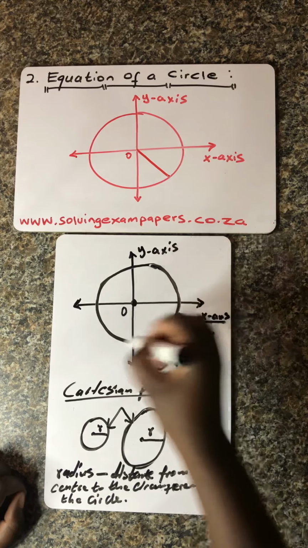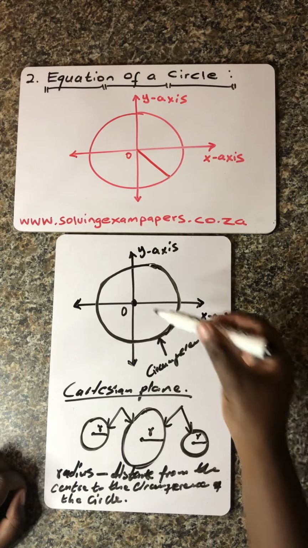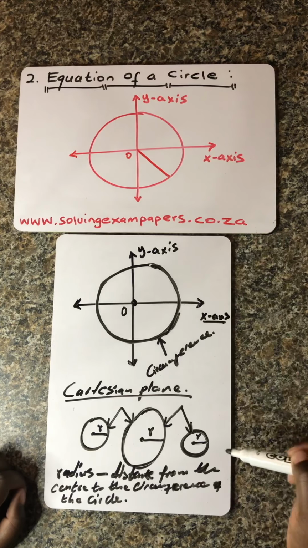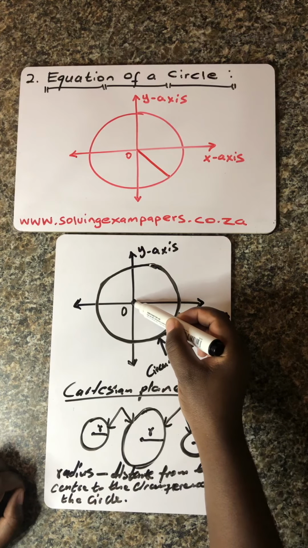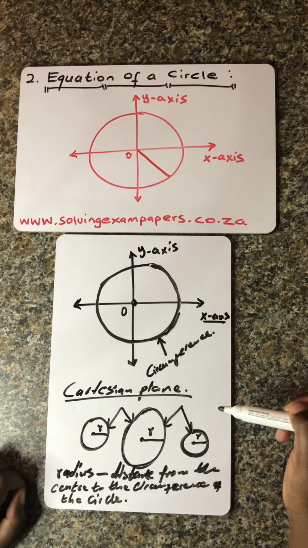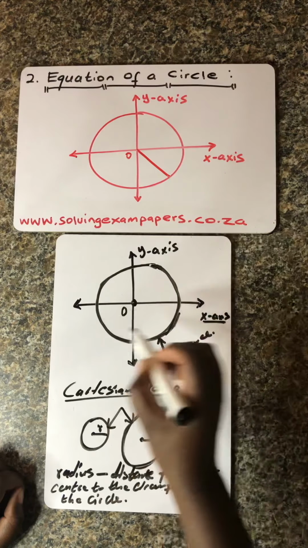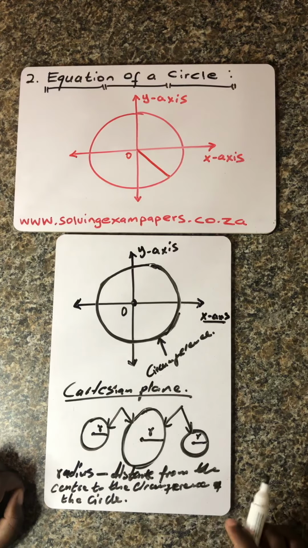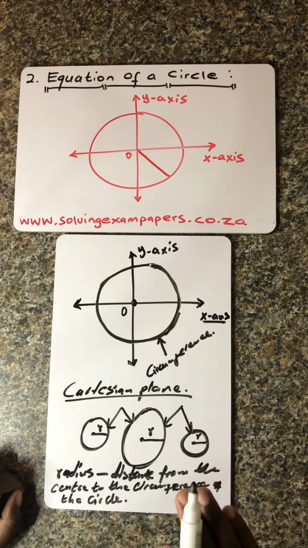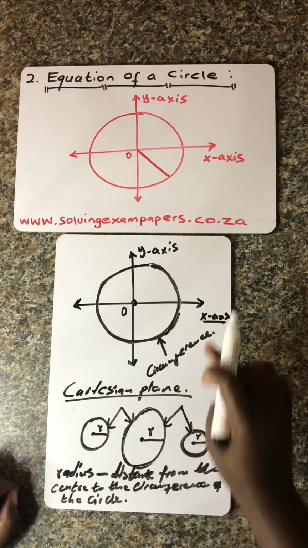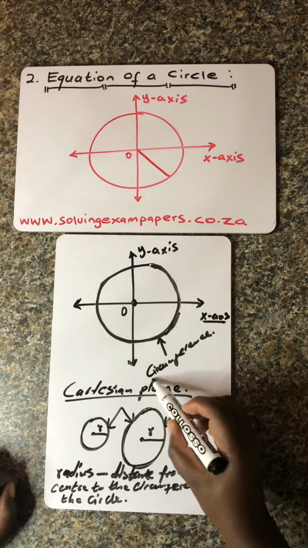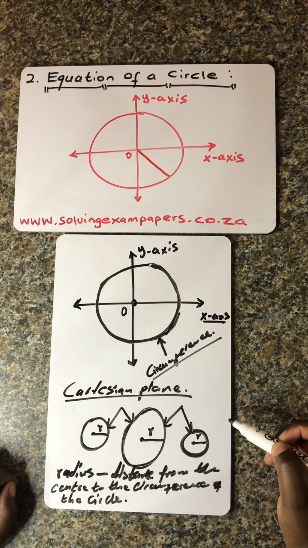So I've drawn a circle which has a center right at the origin. Remember, guys, not at all times will you have a circle where the center is at the origin. A center may be somewhere there, somewhere there, it doesn't really matter. What matters the most is for you to know that when we have a circle, we've got the circumference, and again, we've got the radius.